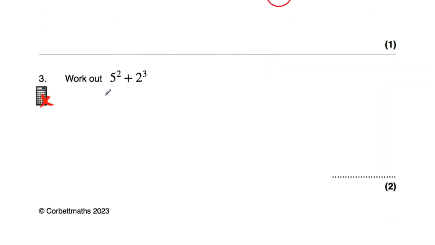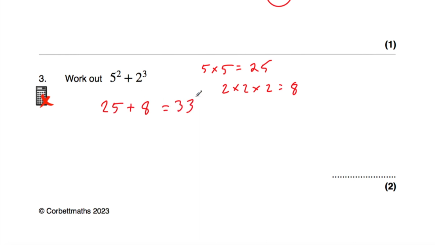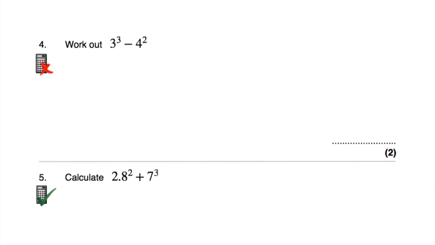Okay, let's have a look at our next question, question number 3. Question number 3 says work out 5 squared plus 2 cubed. So 5 squared is 5 times 5, and 5 times 5 is 25. Then we've got plus 2 cubed, so that's 2 times 2 times 2. 2 times 2 is 4, times 2 is 8. So 5 squared is 25, and 2 cubed is 8. Now we just need to add them together. 25 plus 8 is 33. So 5 squared plus 2 cubed is 33. So the answer is 33. And that's it.